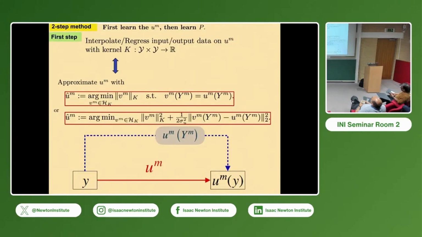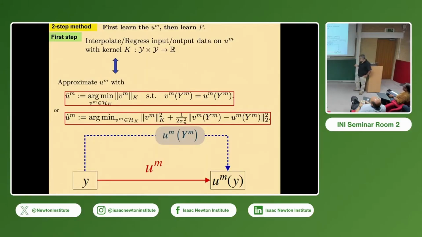Now, I'm going to describe two methods for solving this PDE learning problem. The first method, we're going to call a two-step method, because it can be summarized as: first learn the partially observed solutions, and then learn the functional form P of the PDE. The first step is to interpolate and regress the input-output data on those partially observed solutions with some kernel K defined on the input space of U, which is equivalent to approximating those partially observed solutions with minimizers of the following optimal recovery variant. So this is essentially kernel ridge regression.